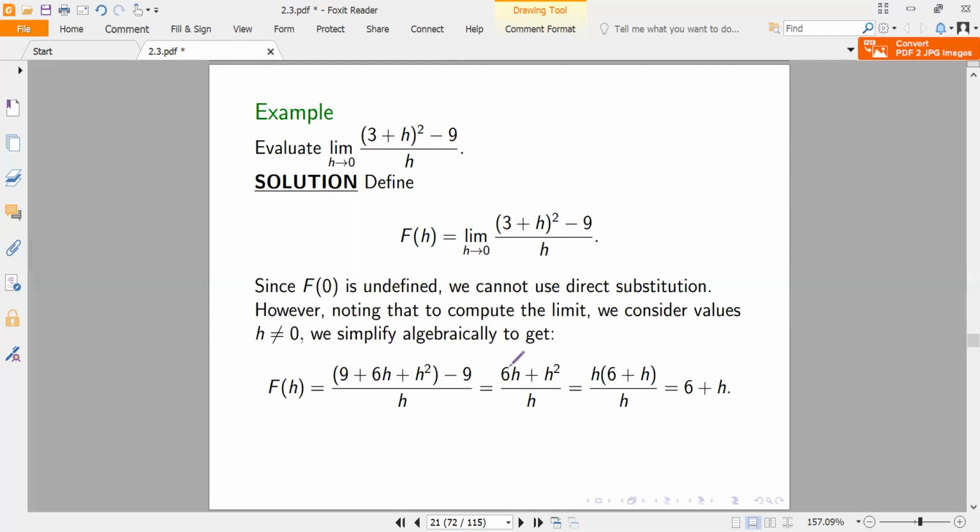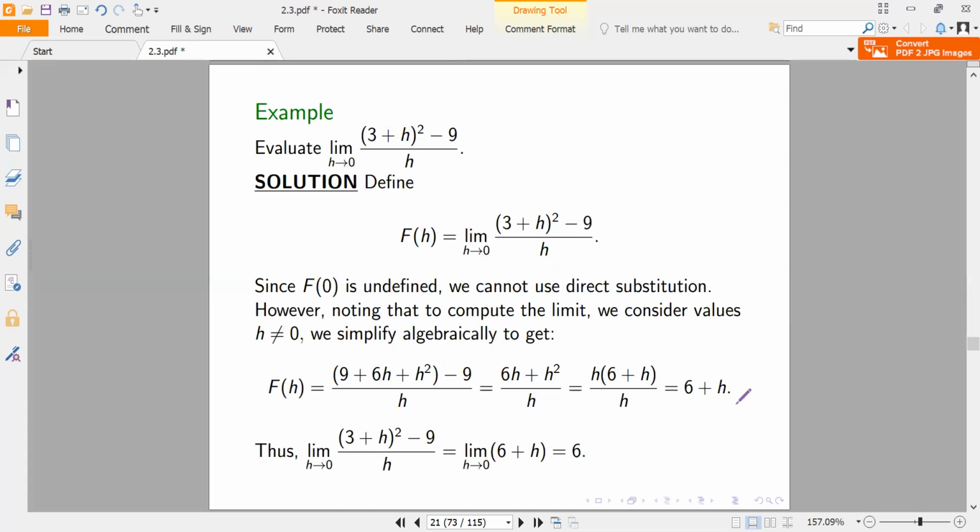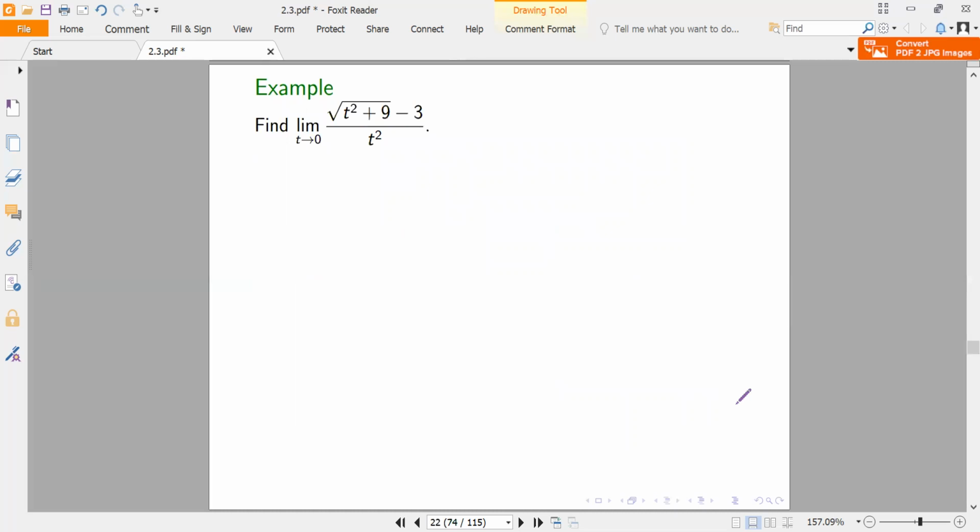When multiplying out the bracket, we get 3 squared, which is 9, then 6h plus h squared minus 9. Obviously the 9 cancels out. You're left with 6h plus h squared. You can factorize h, and from there the h can cancel, and you're left with 6 plus h. Once you're left with 6 plus h, now you have a polynomial that you can simply do a direct substitution on and get an answer of 6. I hope that was clear.